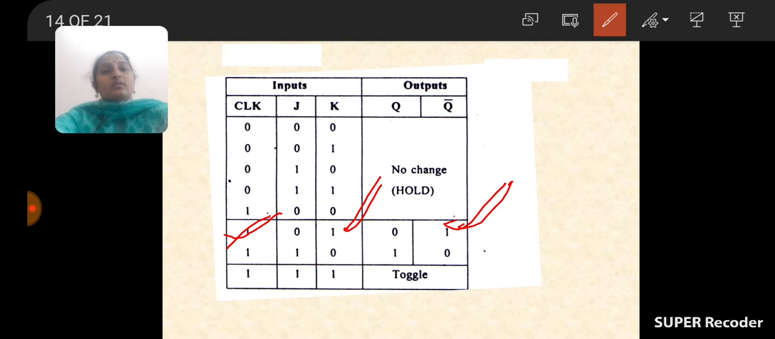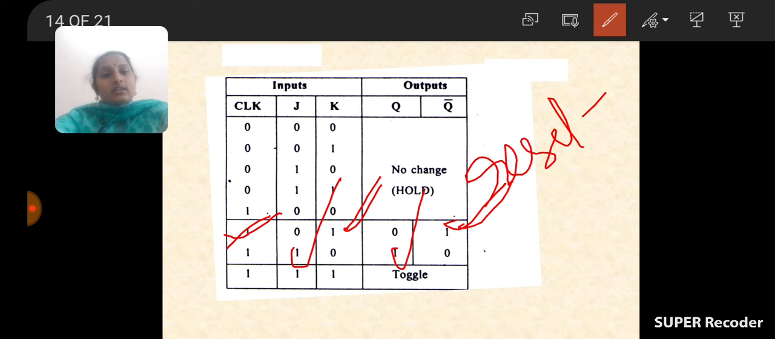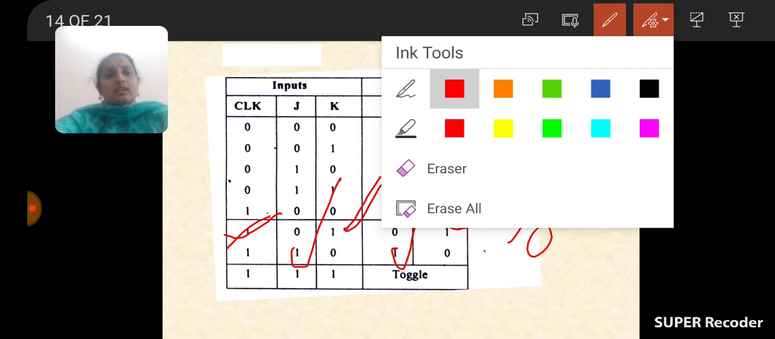So see, if the clock pulse is applied, for application of K input, we are getting Q bar is equal to 1. This condition is called what? Reset condition. If J is equal to 1, we are getting Q is equal to 1. This condition is called set condition.